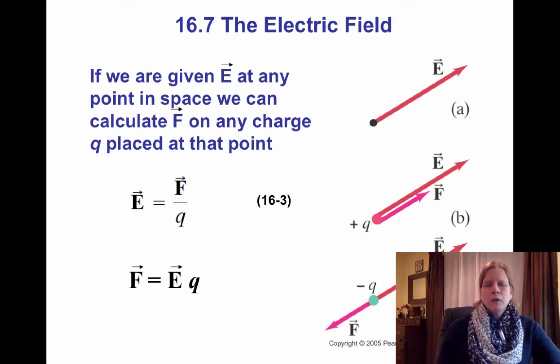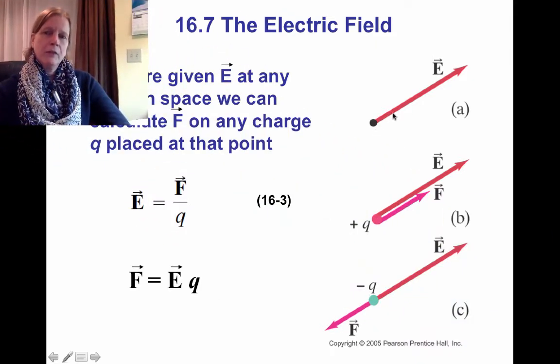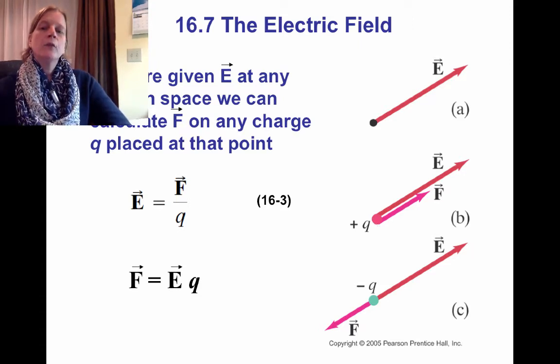Okay. So this is a review that we had in the previous slide. Electric field is force per charge. So if we are given the electric field at any point in space, we can calculate the force on any charge Q placed on that point. So we can rearrange and solve this for force. So force, we just rearrange this as the electric field times Q, our little test charge. So as shown on the right, if this is our electric field, this red arrow pointing up to the right, if we drop a positive charge, like our positive test charge in our example, into that field, it'll experience a force in the direction of the electric field.